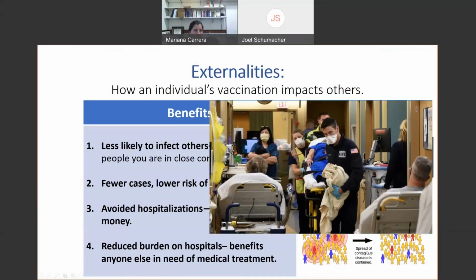This is just a picture that should look familiar. There's been tons of news articles about hospitals overflowing with patients, putting patients on makeshift beds in the hallways because they've run out of rooms.